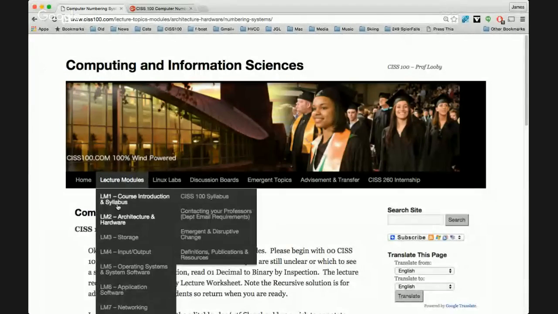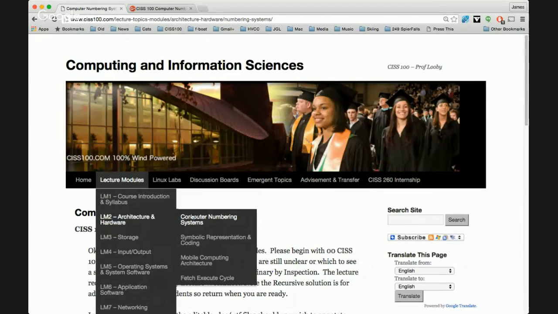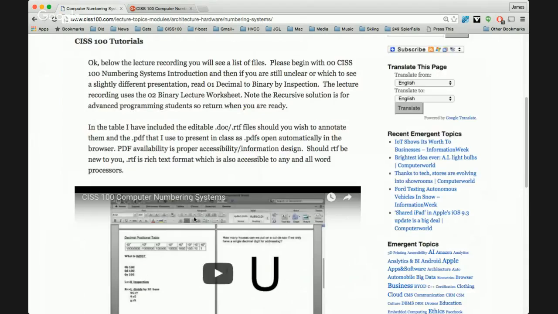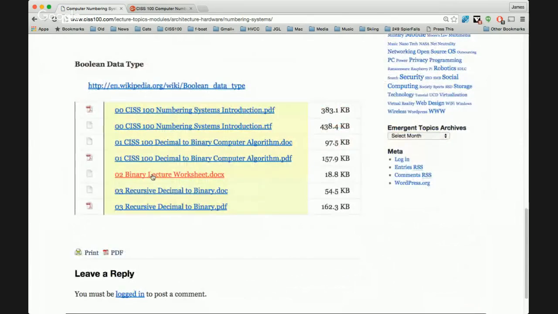So where this was: Lecture Module 2, Architecture, Hardware, Computer Numbering Systems. What we just did was Binary Lecture Worksheet 2. You should have read this prior to coming to class today. Although I would recommend you do the RTF version. The RTF version is rich text format, and you can actually edit that yourself, take notes. Because I ask you to do some conversions, I have the answers whited out. All you need to do is highlight the whole thing, change the font color to black, and you'll see the answers. Just a way to check your work.